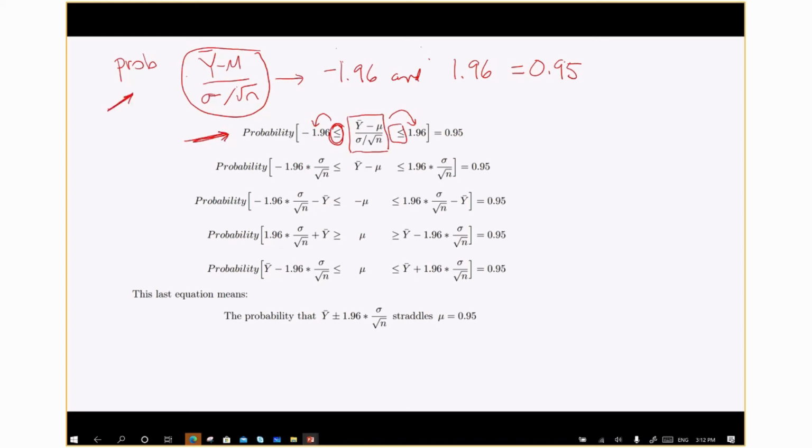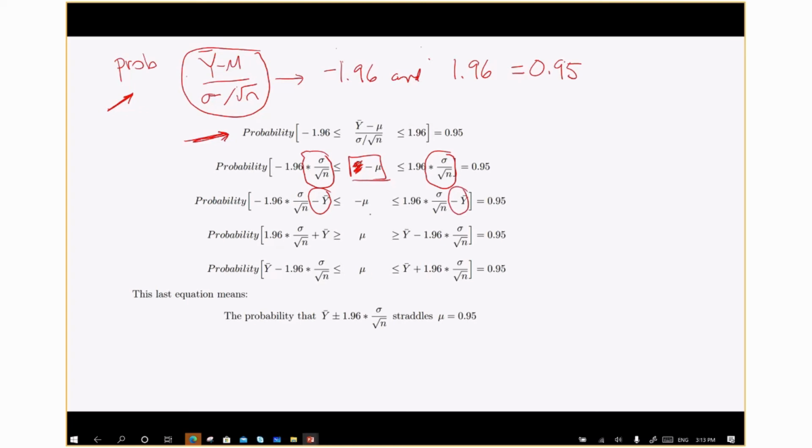And now we're going to go through a bunch of algebra. The first thing we're going to do is multiply all three of these components by sigma over root n. So that means we're going to be left with y bar minus mu here, minus 1.96 times sigma divided by root n, and 1.96 times sigma divided by root n. And then we're going to subtract y bar from all three components, so you get minus y bar there, and minus y bar there.